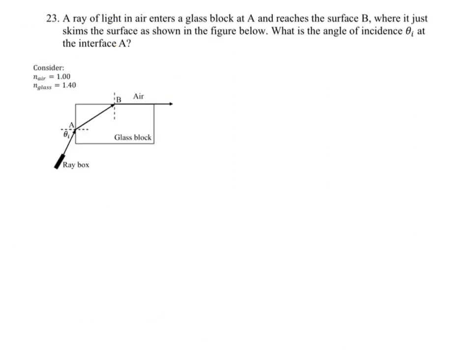A ray of light in air enters a glass block at A and reaches surface B, where it just skims the surface. Let's understand what's the meaning of skimming the surface. If you look at the diagram, here the ray of light is along the boundary of air and glass. That means it is skimming the surface. What is the angle of incidence theta I at the interface A? So let's name the mediums. Air is medium 1, glass is medium 2.